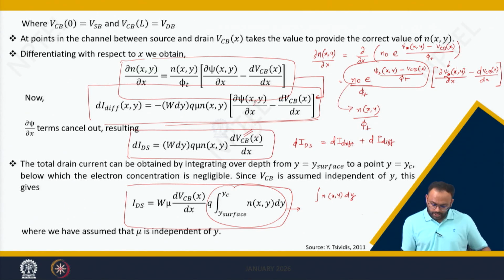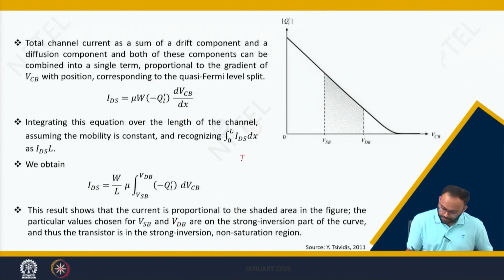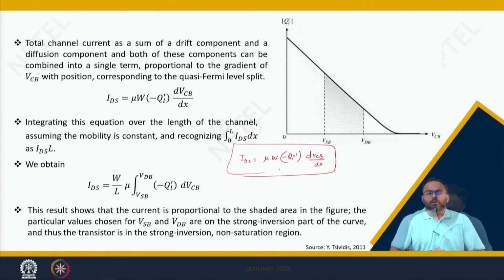So in general, we can rewrite the IDS equation as mu into W into minus Qi dash dVCB divided by dx. When we were discussing the 3-terminal structure, we said that this VCB is actually causing a Fermi level split that we call quasi Fermi level, because this is modulating the inversion charge. We found that the inversion charge, or the electron contribution, is given by n naught e to the power of minus Vcb divided by phi t.